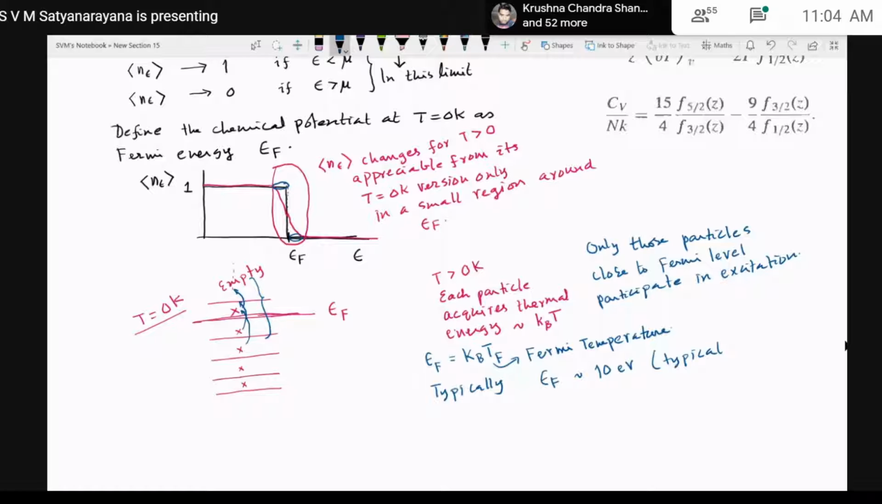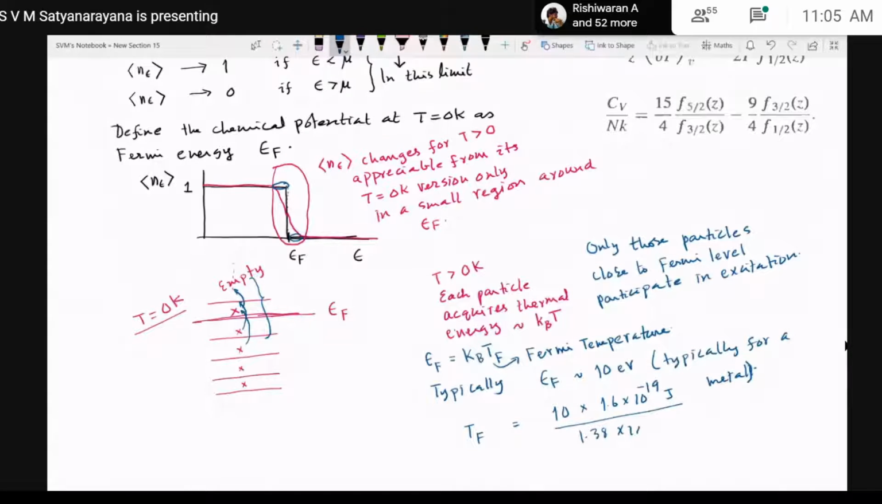For a metal, I have written typically 2 times, so typically this is of this order. If this is of this order, then your Fermi temperature is epsilon F by kB. That is, you have 10 electron volts, and 1 electron volt is like 1.6 into 10 to the minus 19 joules, divided by 1.38 into 10 to the minus 23 joules per Kelvin. So this is roughly the order of magnitude.